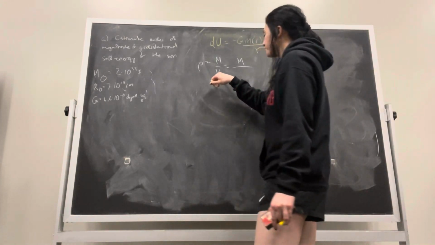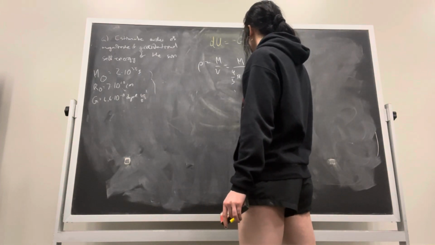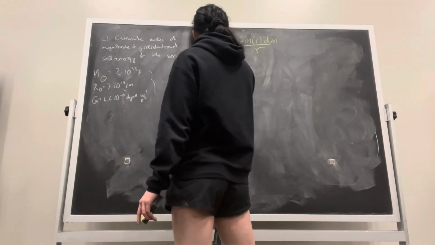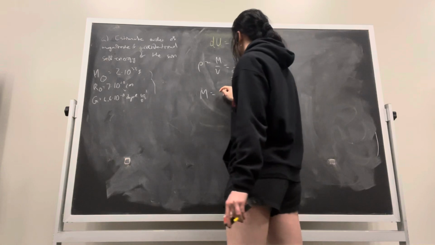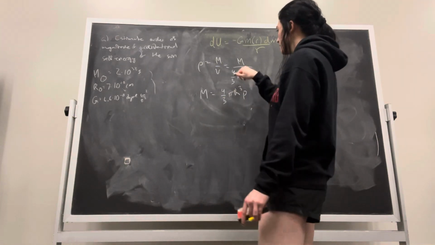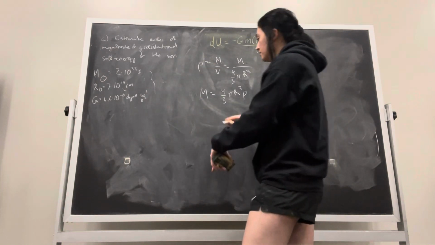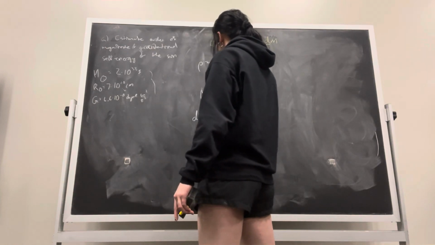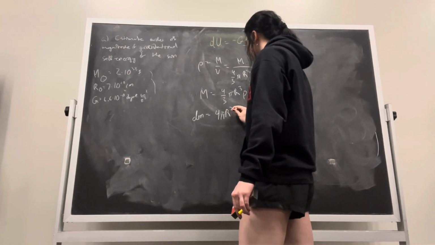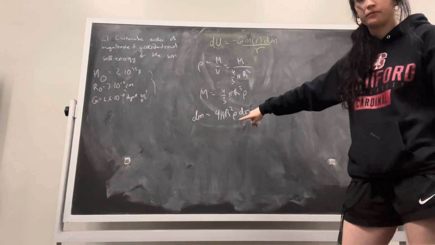So we have our mass, and volume isn't super helpful, but we can rewrite this in terms of the radius, 4/3 pi r cubed, which is something that we have. And then we can write our mass as 4/3 pi r cubed rho by just solving for m from here. From here we can get the differential element dm. So it's going to be 4 pi r squared rho dr, all right, by chain rule.